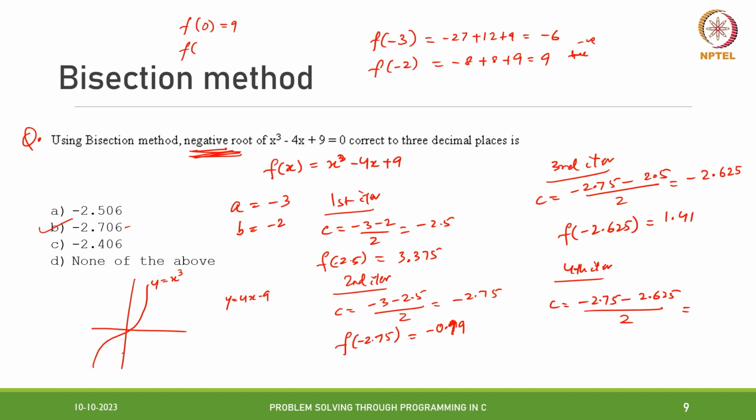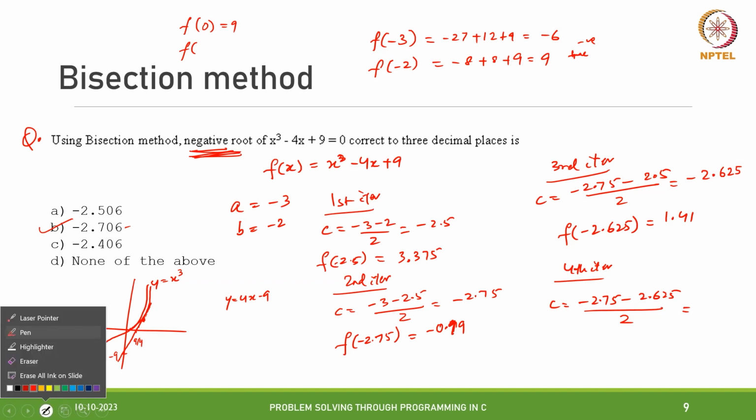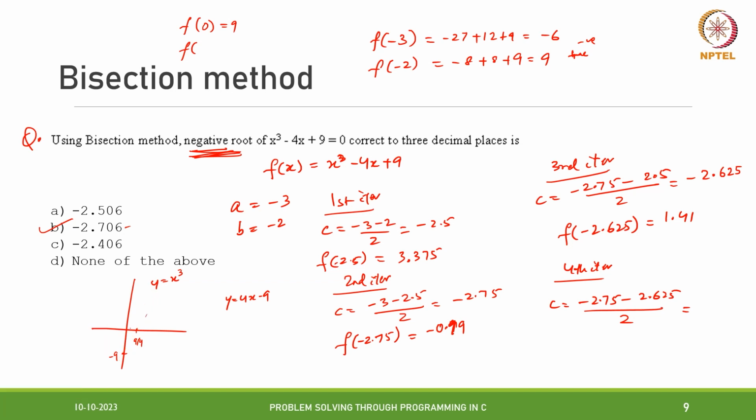So this will pass through minus 9, and where will it go? It will go to 9 by 4, right? Say 9 by 4 and minus 9. So this will be your line. Definitely it will cross x cube somewhere, and that will be your root, right? Probably, or maybe I'm doing it wrong. I have to look into this. Let us discuss this at the end. It is taking up a bit of time.